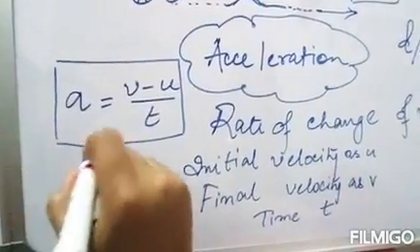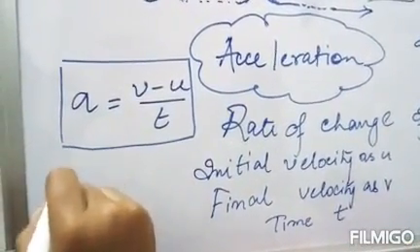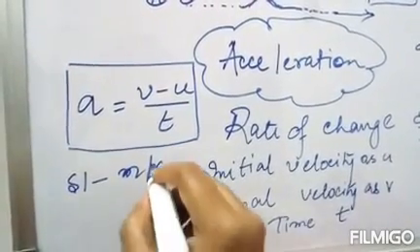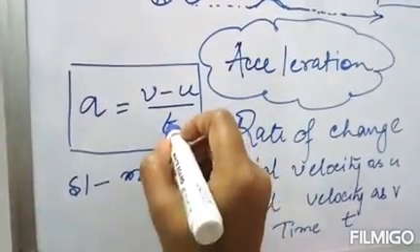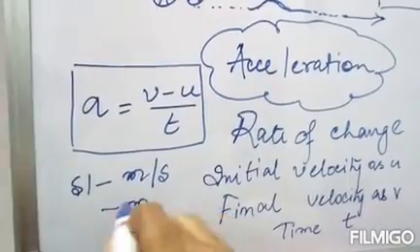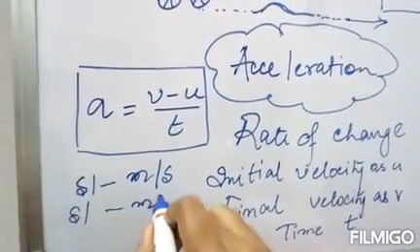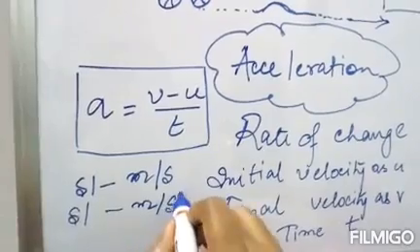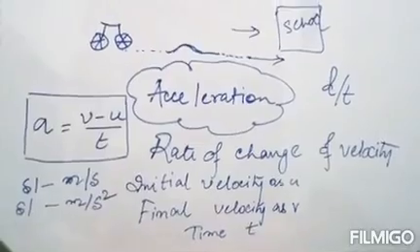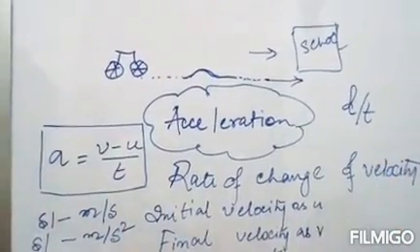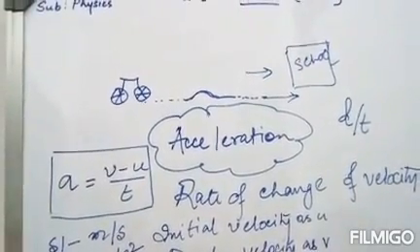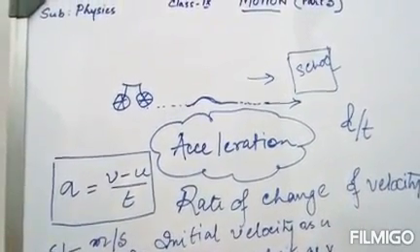And as you know, the SI unit of velocity is meter per second, and here we have time as the denominator. So the SI unit of acceleration will be meter per second square. Understood? So acceleration means rate of change of velocity per unit time.